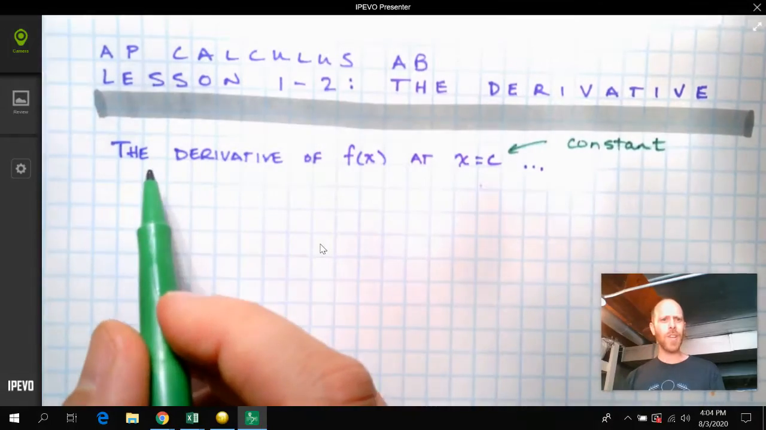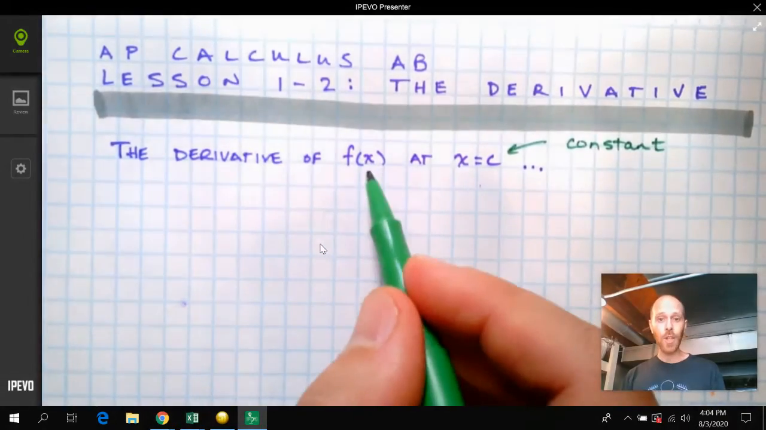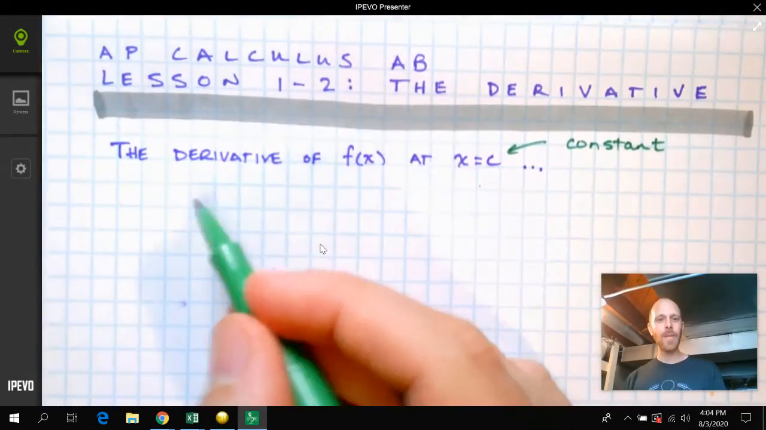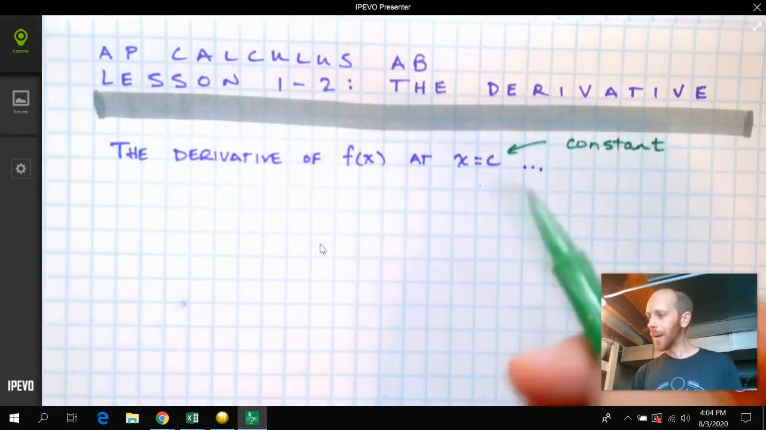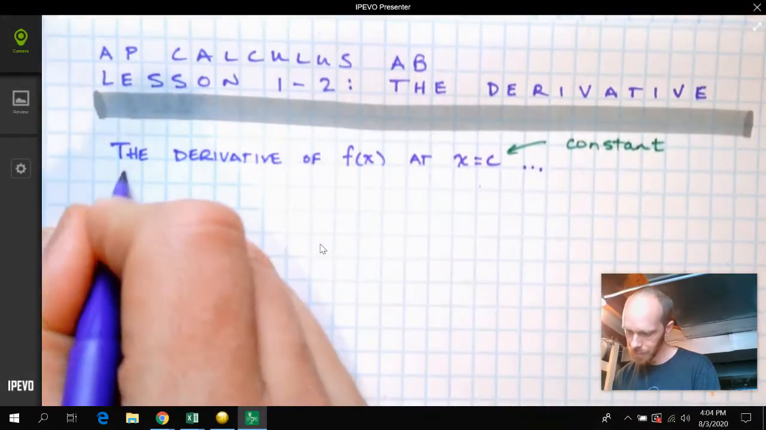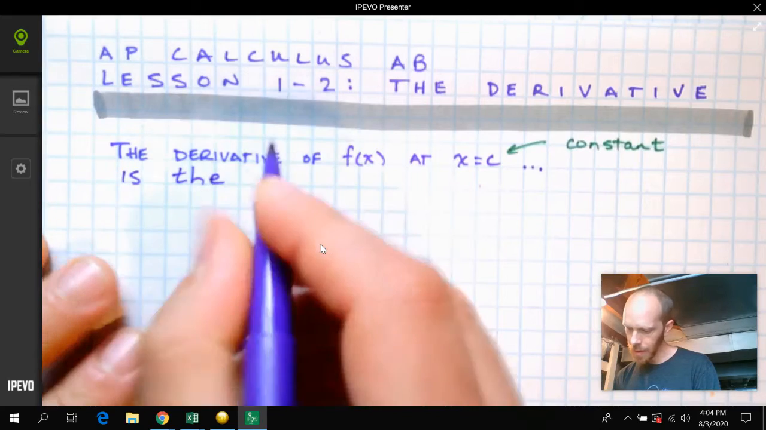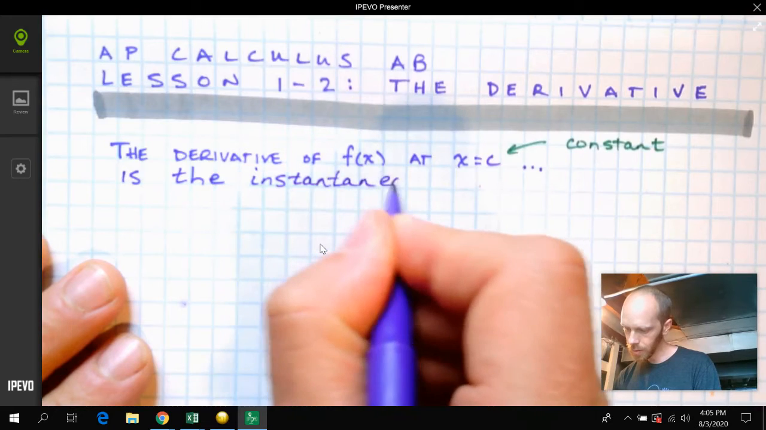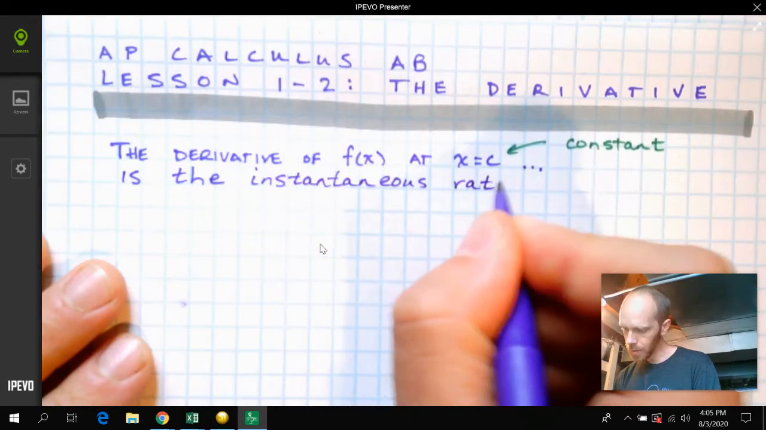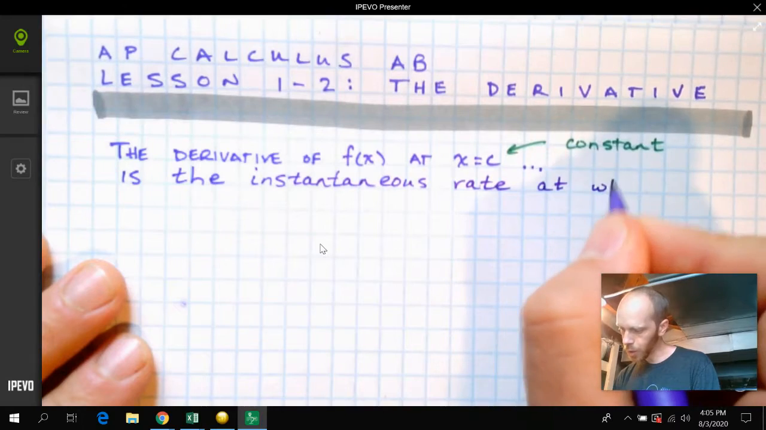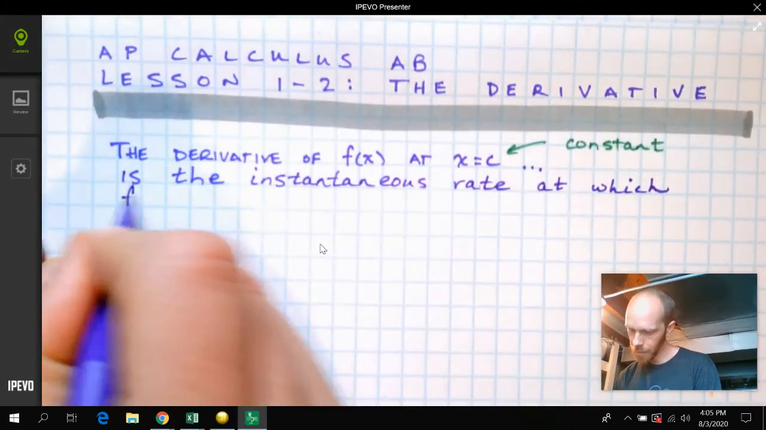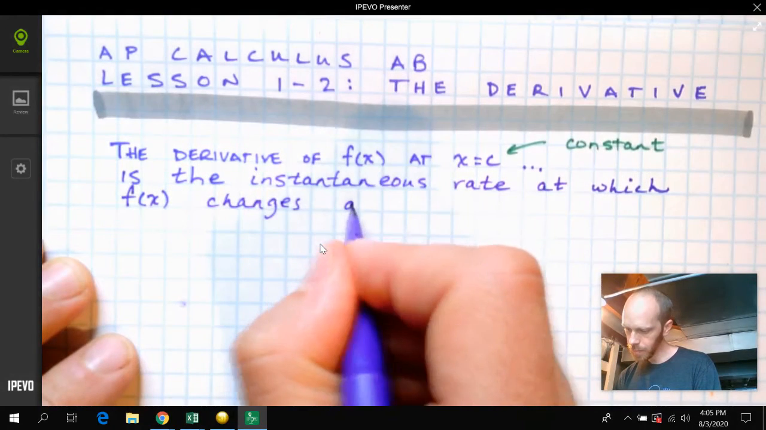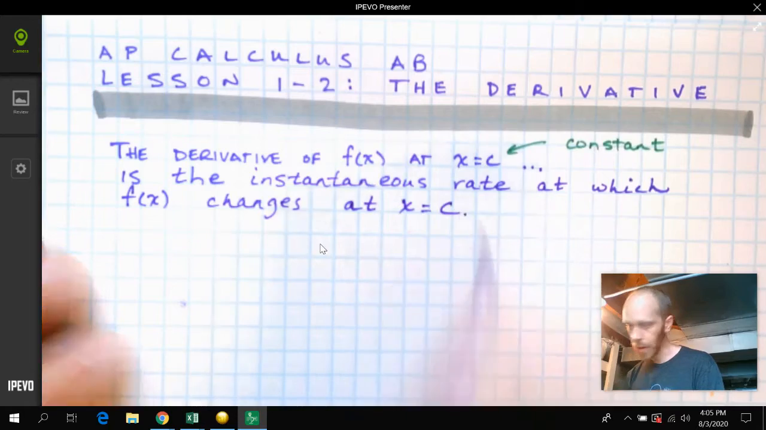So say this aloud to yourself, the derivative of a function at a point. Go on, actually say it. You say it right now. The derivative of a function at a point is the instantaneous rate at which f of x changes at x equals c.